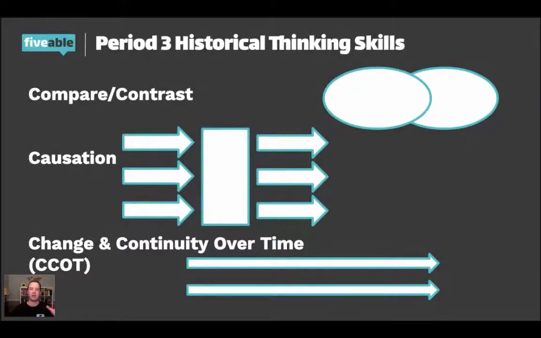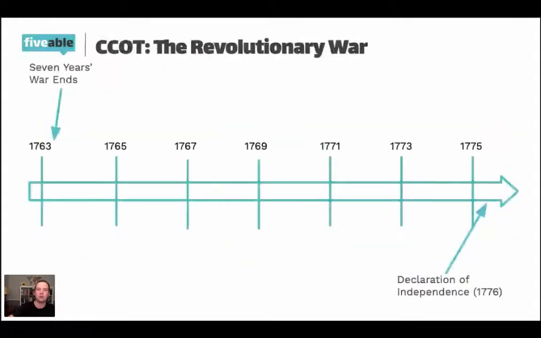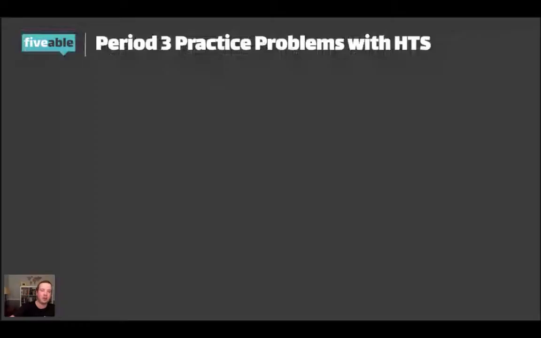So compare and contrast using a Venn diagram, causation using arrows or things that are connected to an event and that come from an event, and then change and continuity over time, either one timeline with something on the top and bottom or two timelines. Either way, it's not a bad idea to be able to conceptualize it that way. So let's go back there. We talked about CCOT. We got some good answers there. Let's do some practice problems.